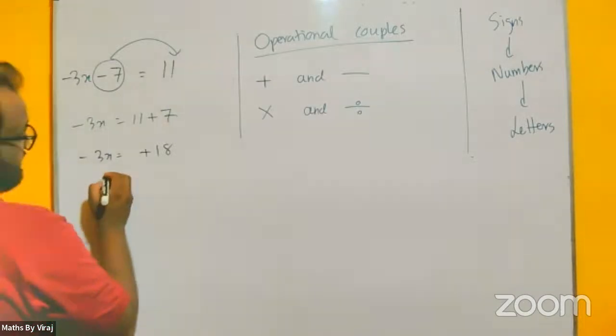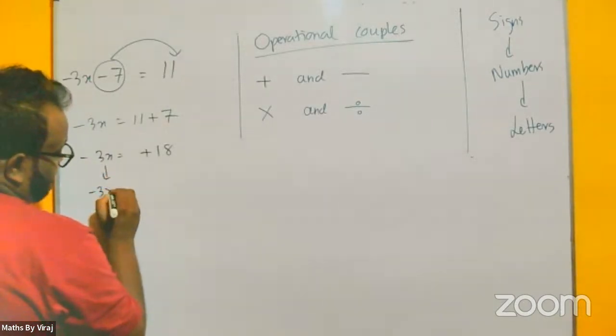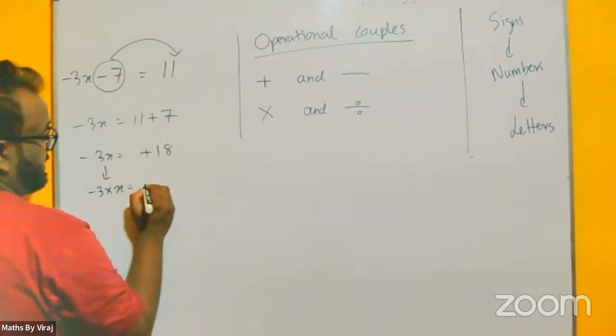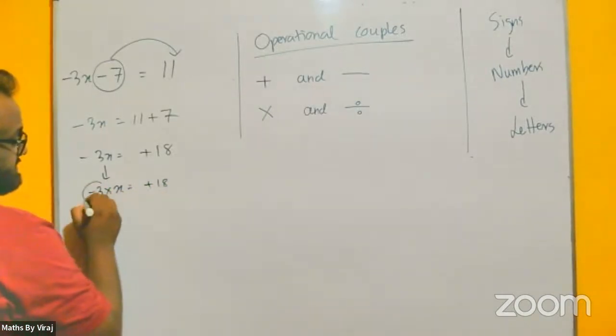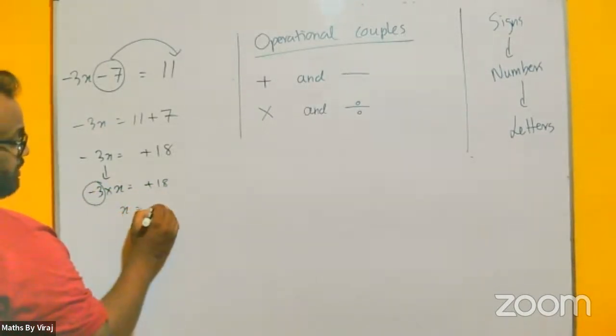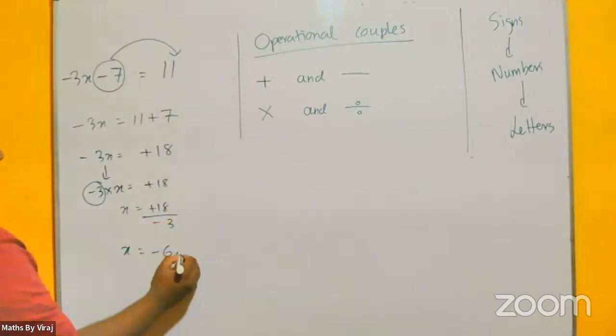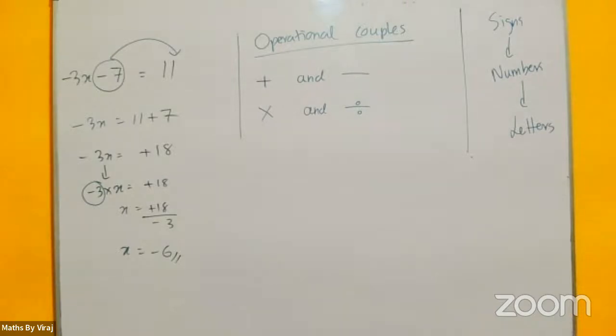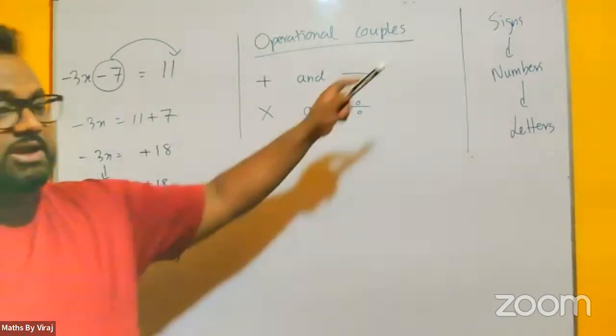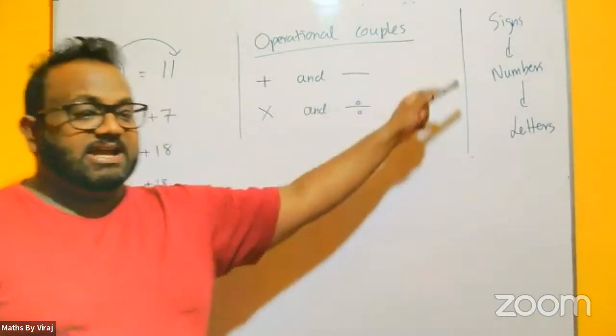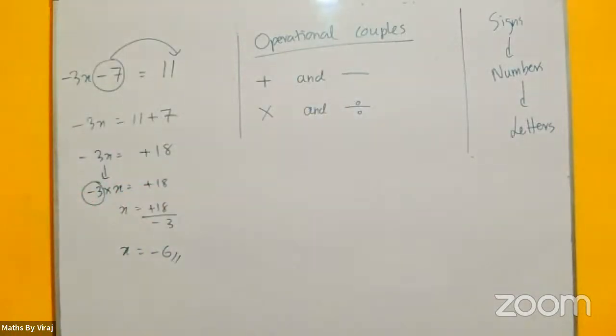Now what do we have? Here, minus 3 multiplied by x is plus 18. Now this multiplied 3, when it goes to the other side, becomes division, and hence the answer is minus 6. Why? Because we have to follow the particular order: signs, numbers and letters.